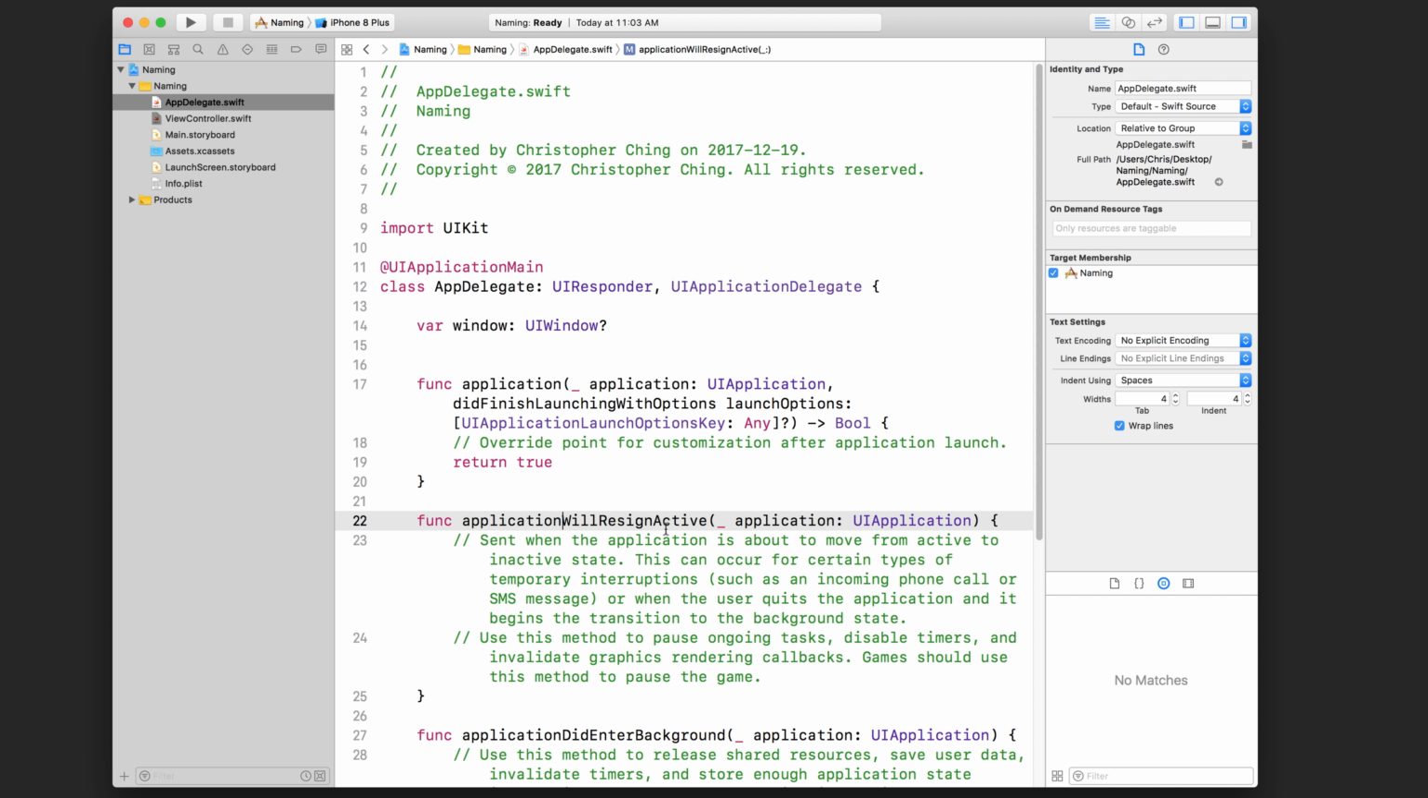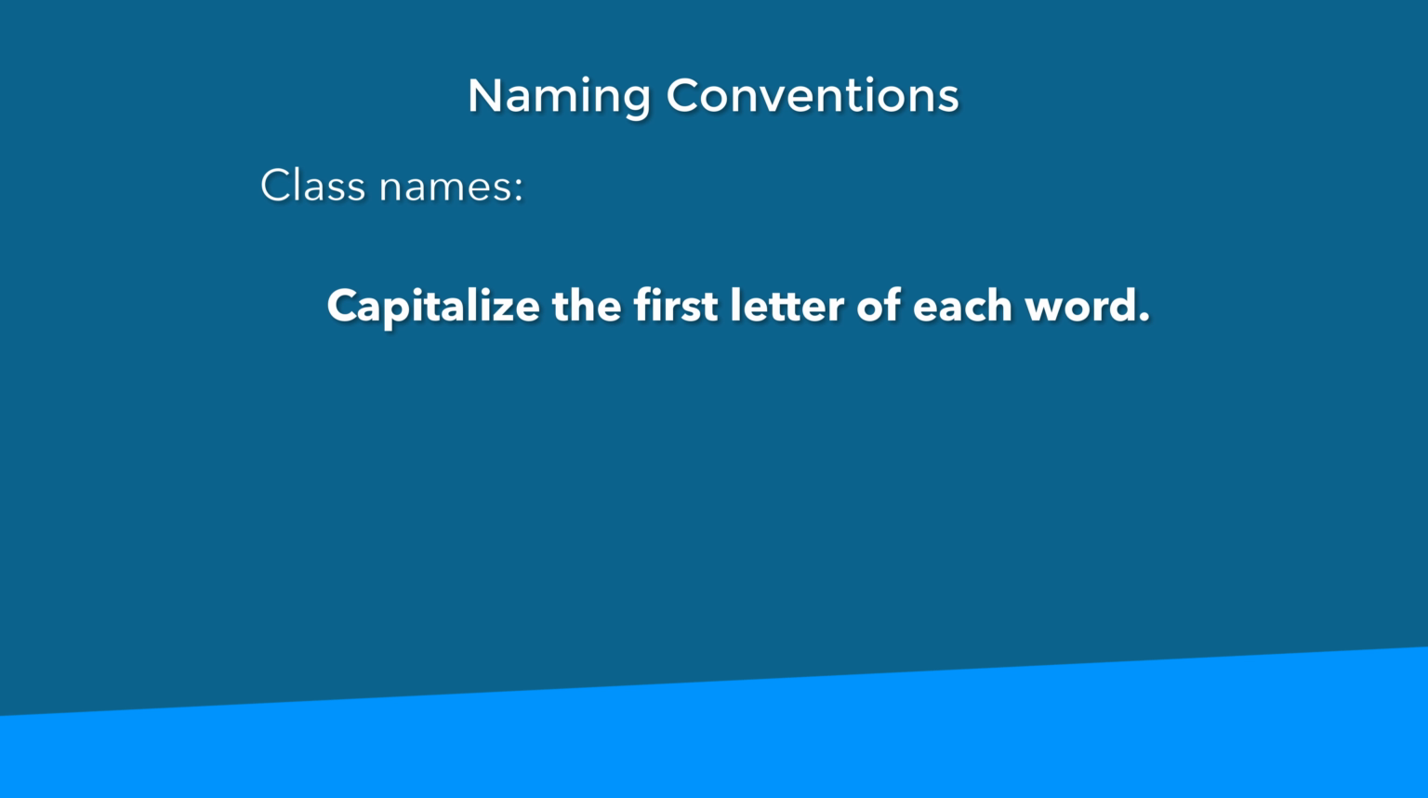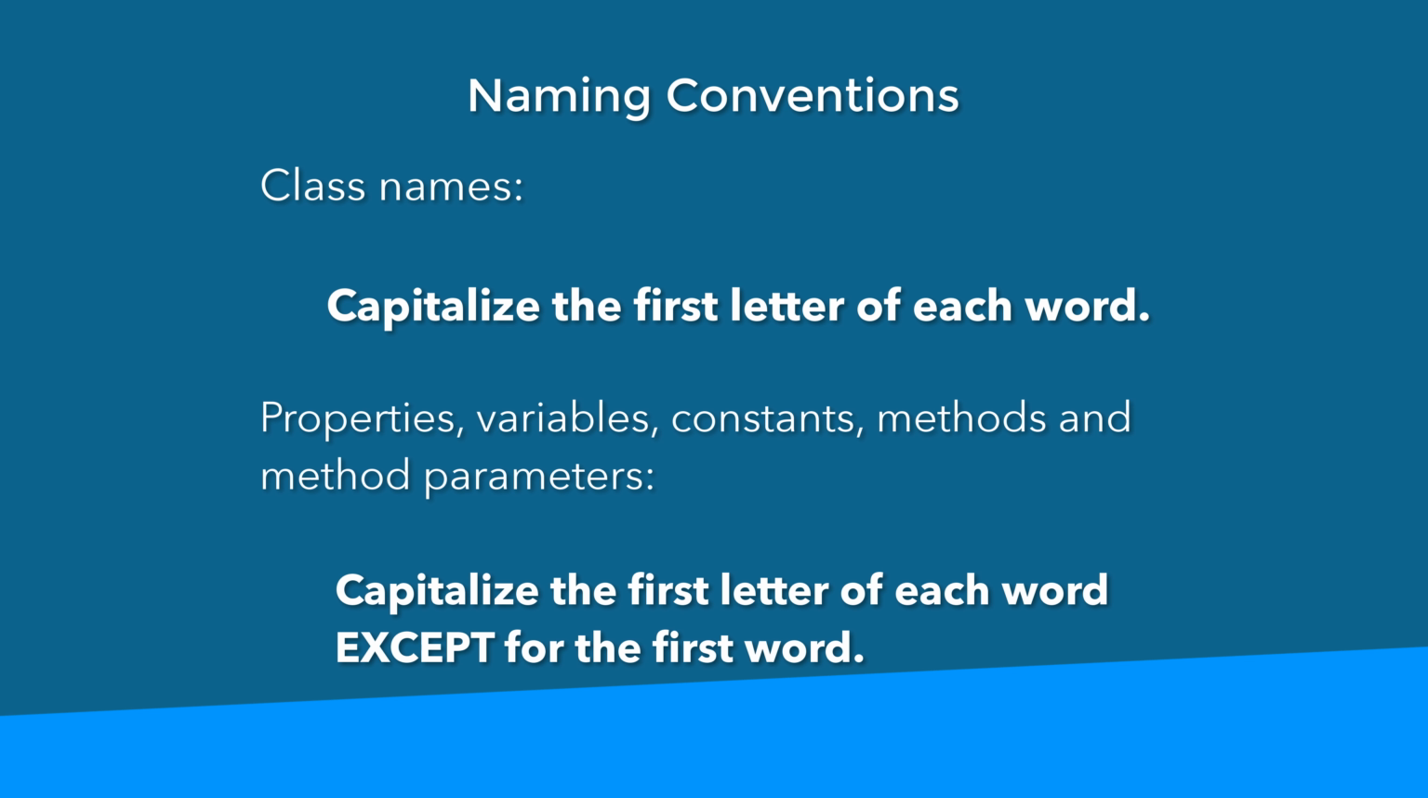Each word is capitalized, the first letter, except for the first word here. And even these parameters in here follow the same rule. So to summarize, each word in your class name begins with a capital letter. However, for your properties, variables, constants, functions, methods, and parameters in your functions and methods, each word in those names start with a capital letter except for the very first word. That word is in all lowercase.